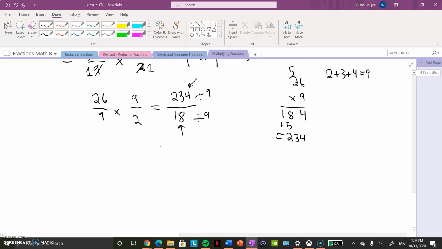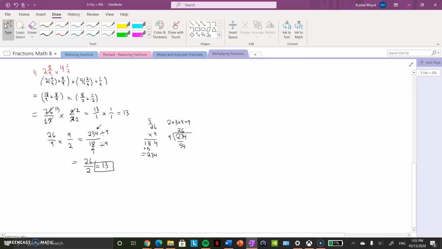So then this becomes, take 234 into a short division. You can do these short divisions by yourself, really. It becomes 26. So this is 26 over 2, which becomes 13. And that's multiplying fractions.